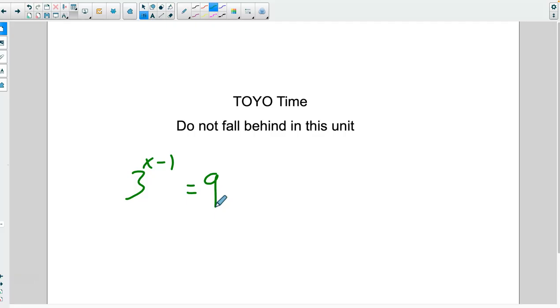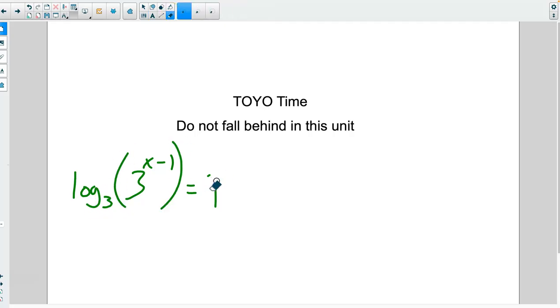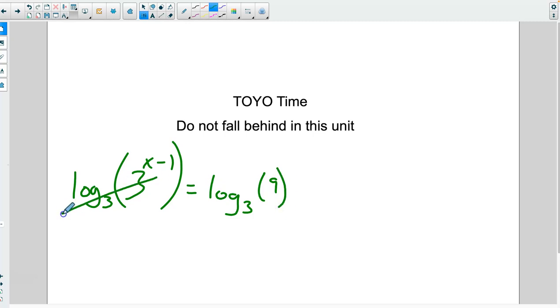What's my base? 3. So I'm going to take log base 3 of both sides. So I'm going to slide this 9 over. Cancel that out. And I get x minus 1 equals log base 3 of 9. I'm actually not going to do anything else. The question is really just asking you, can you change it? And we did. We could add 1 over, but that would actually be solving, right? Because I'd have an exact answer if I added the 1 over. I don't need an answer. I just need to know that you can change forms.